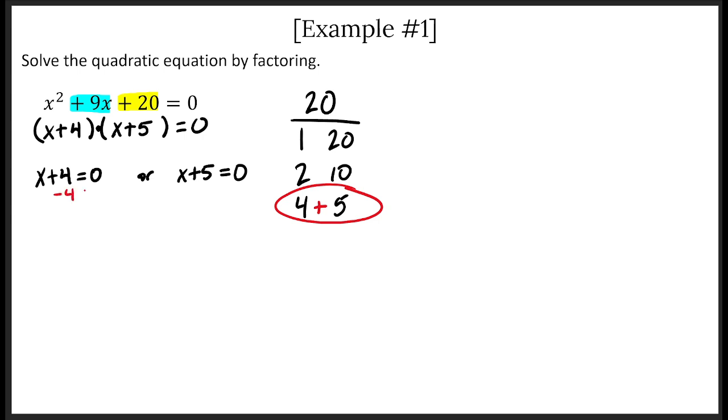Simply enough, I'll just minus the 4 from this equation, and I'll minus the 5 off of this equation. I end up with x equals negative 4 or x equals negative 5. Either one of those numbers, if you were to plug into the original equation, would give you an output of 0. This question has two answers.